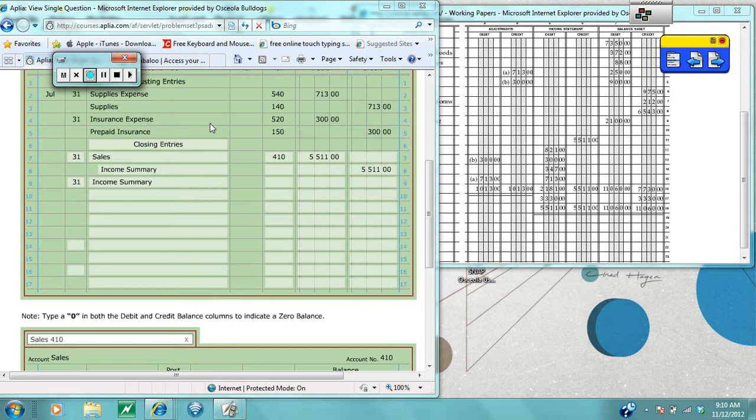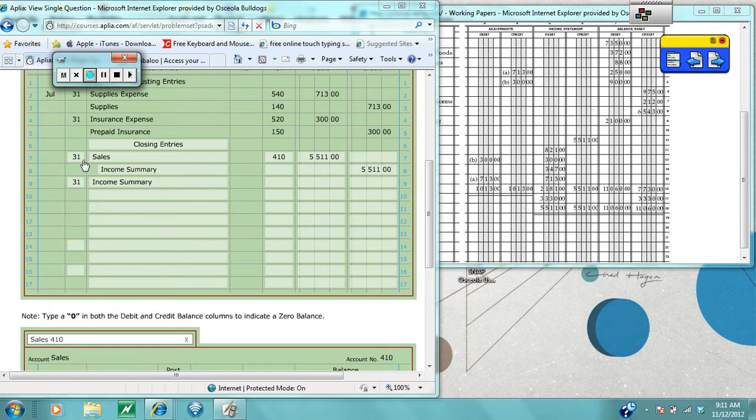Anyways, the first thing you need to do is put in closing entries. The first account we're going to close out is this credit here, the sales. We're going to close this out into income summary. Income summary does not have a normal balance side. This is so that you can handle both a net income and a net loss in the same account.